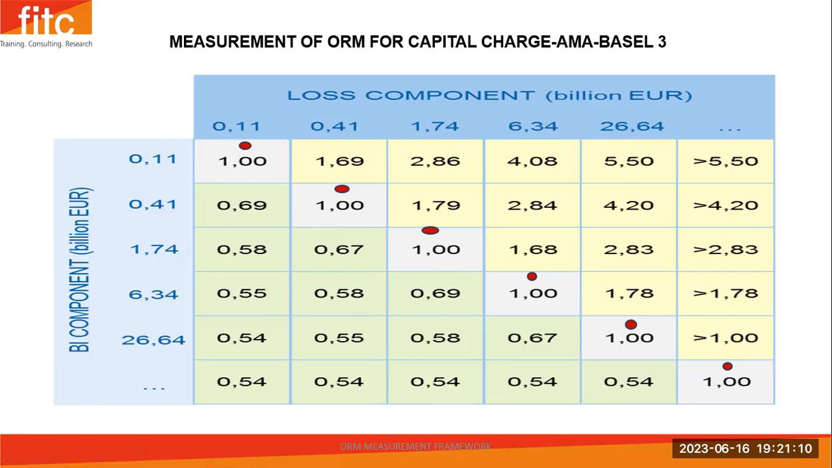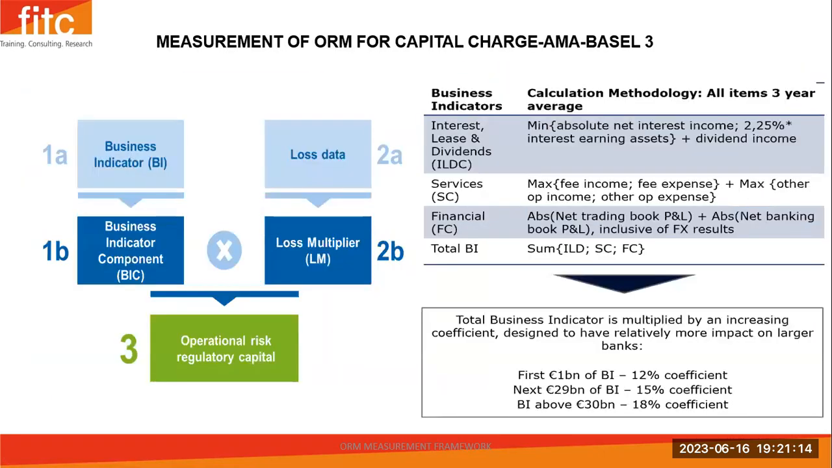So where the loss component is the same as the business indicator component, the loss multiplier gets the value of 1. The message really is that for you to calculate the capital charge for operational risk under Basel III, all you need to do is calculate a value for the business indicator component, as well as the value for the loss multiplier, and then you multiply both. The result you are going to get is your capital charge for operational risk.